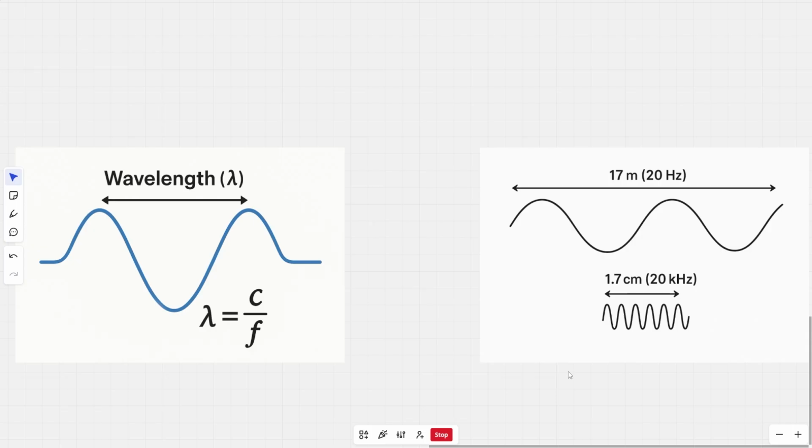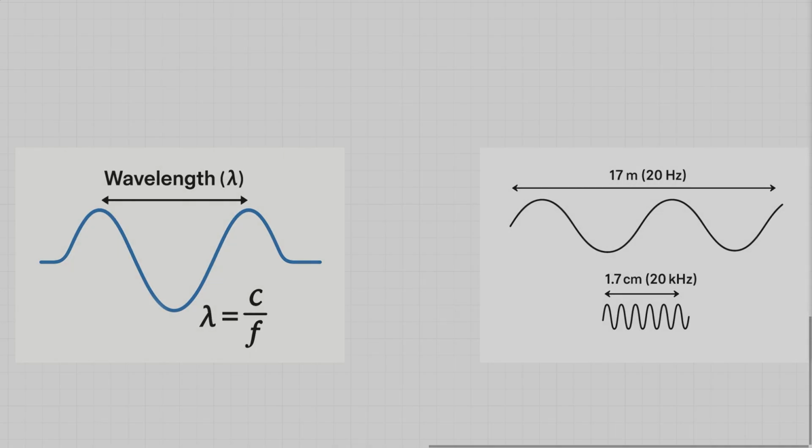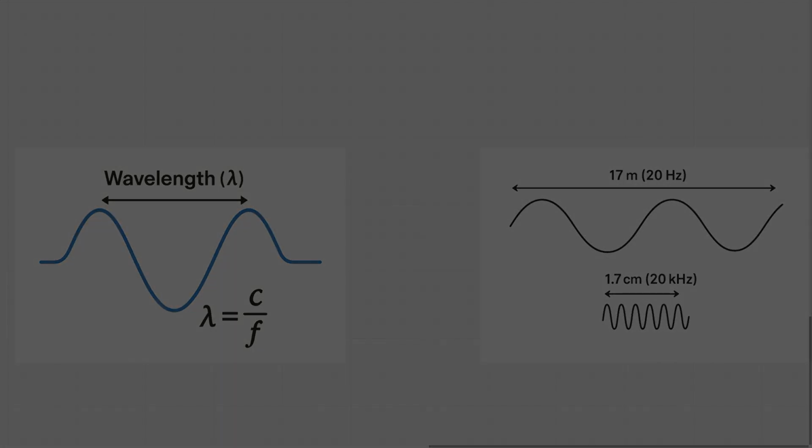To grasp the scale, consider extremes of the audio spectrum. For a low frequency of 20 Hz, the wavelength in air is very long, about 17 meters. However, for a high frequency of 20 kHz, the wavelength is quite short, only about 1.7 meters. This is an important variation when considering how sound behaves when it encounters objects.